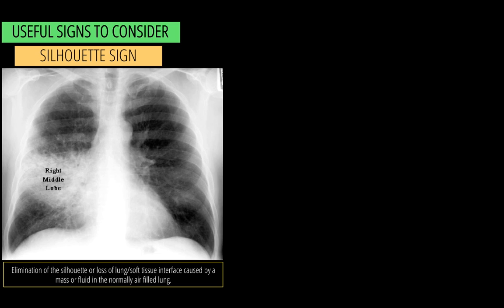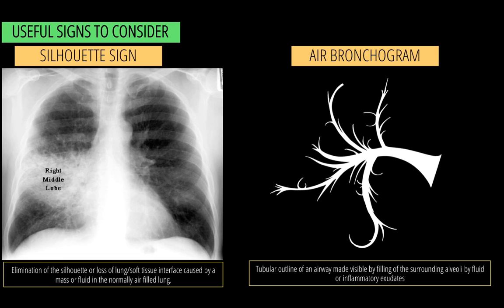So what we can see on the x-ray above is the loss of the right heart border. We know that this is going to be in direct contact with the right middle lobe, so we can see that we have consolidation in the right middle lobe, which is going to be indicative of lobar pneumonia. In addition to this, an air bronchogram is going to be a characteristic sign of consolidation. And essentially, an air bronchogram is a tubular outline of an airway which is made visible by filling of the surrounding alveoli by fluid or inflammatory exudates.